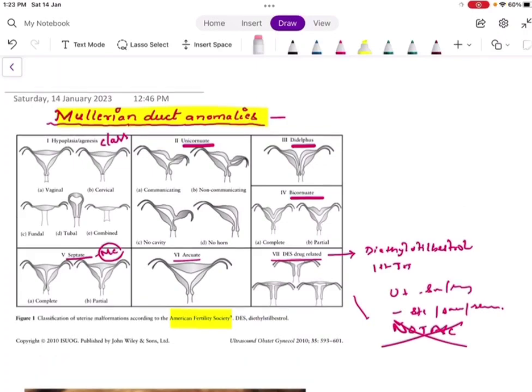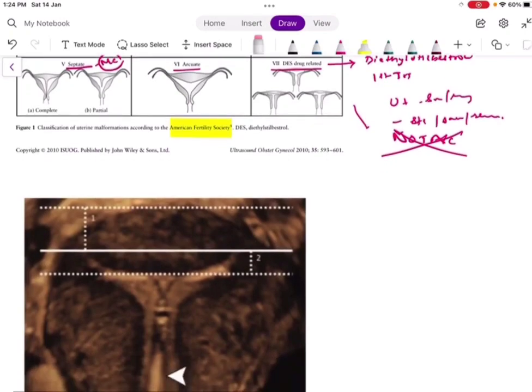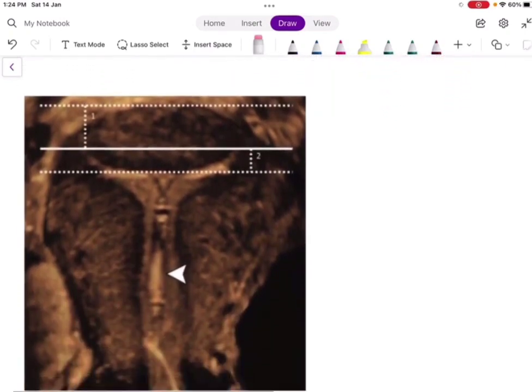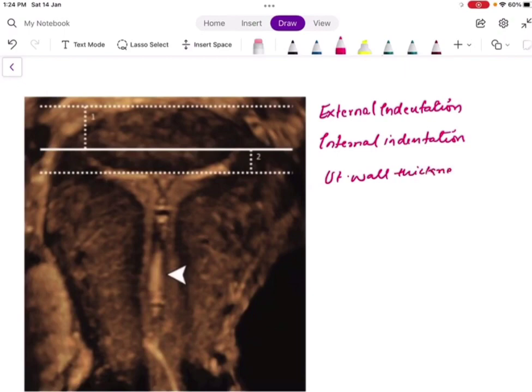Okay, so to better categorize these anomalies into various classes, the basic 3 points which are the basis of this whole classification are the external indentation, then the internal indentation, and the uterine wall thickness. Okay, we will know the significance of all these 3 terms in subsequent time.